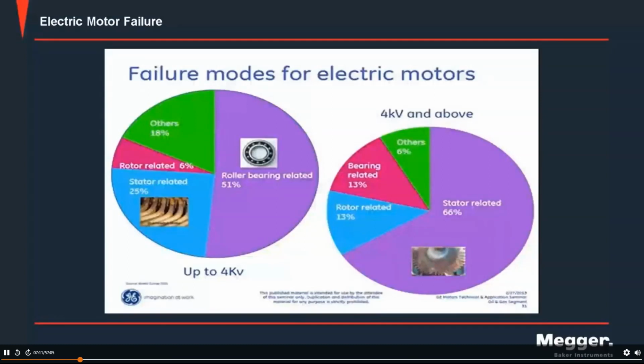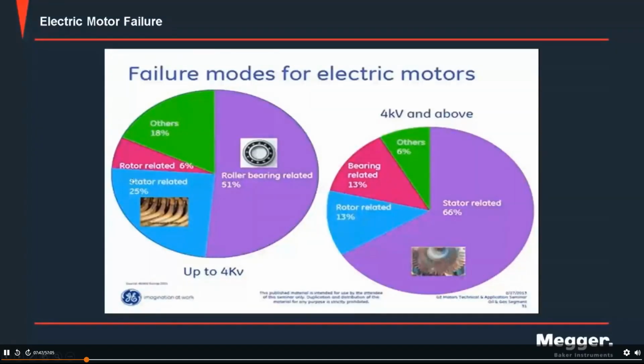Here's a nice little pie chart. Not the best resolution, but from General Electric, that shows us the different percentages of different types of motor failures. They break it into two pie charts. The one on the left here is for motors up to 4,000 volts, and you can see that the majority of failures are bearing related. This is why, from a reliability standpoint, we typically start with a vibration analysis program, right? That's the lowest hanging fruit that we can try to get our heads around to understand what may be causing those types of failures.